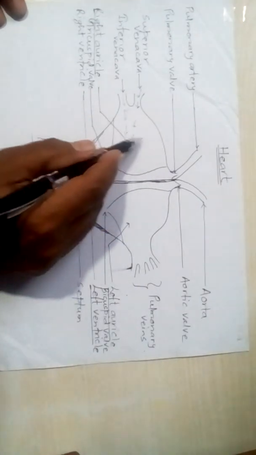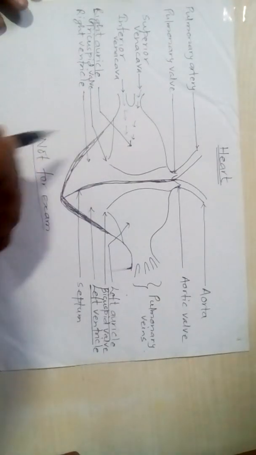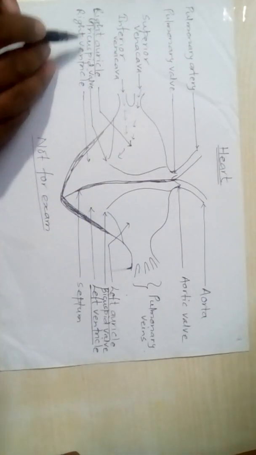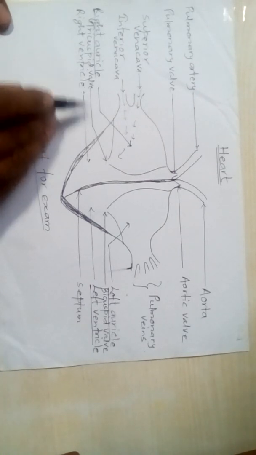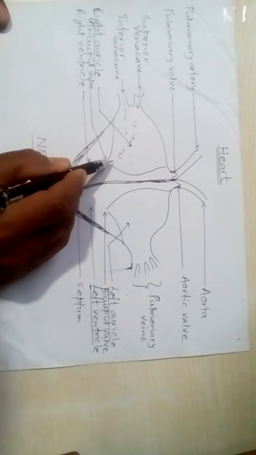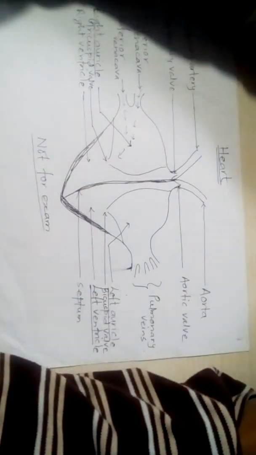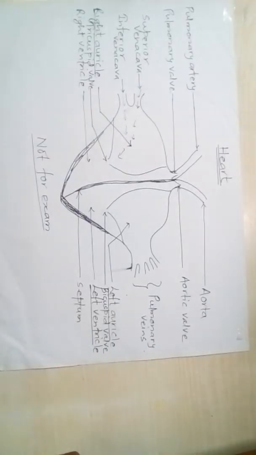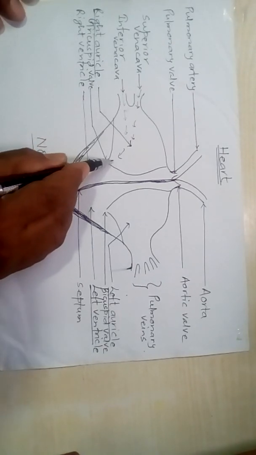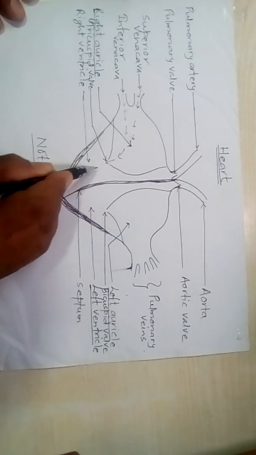And when this right auricle is full of blood, then it contracts. And when it contracts, then this valve opens. This valve is called the tricuspid valve. When this tricuspid valve opens, then what happens? Blood enters into this chamber.